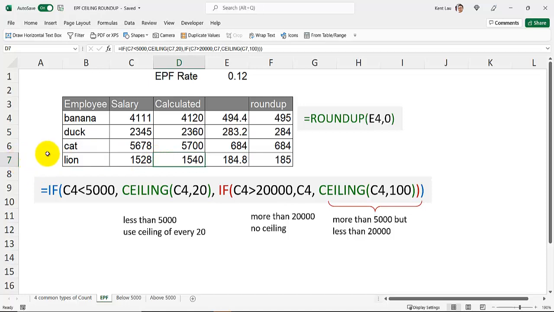I hope that this explained to you what is ceiling and what is round up and how it's applied in calculating the EPF rate. So you might not need to refer to the Jadual Ketiga anymore. Just apply this formula.